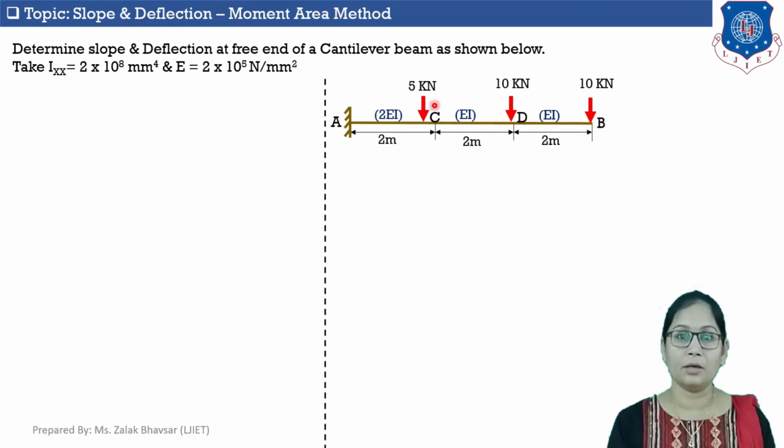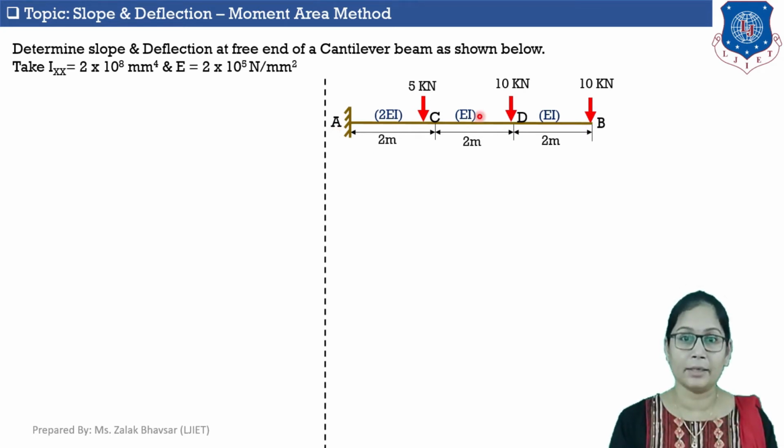method. So in this figure you can see that this is the given cantilever beam AB. Total length of this beam is 6 meter and beam carries one 10 kilonewton point load at point B which is 6 meter away from point A. The beam also carries another 10 kilonewton load at point D which is 4 meter away from point A, and the beam also carries one 5 kilonewton load at point C which is 2 meter away from point A. The beam has free end at point B and fixed end at point A.